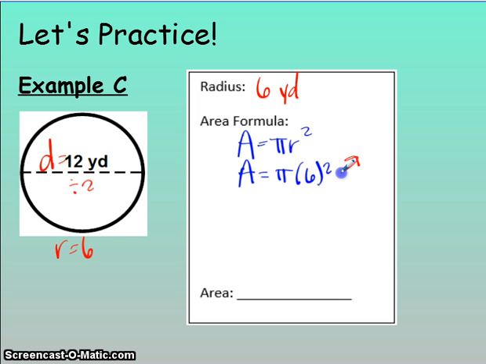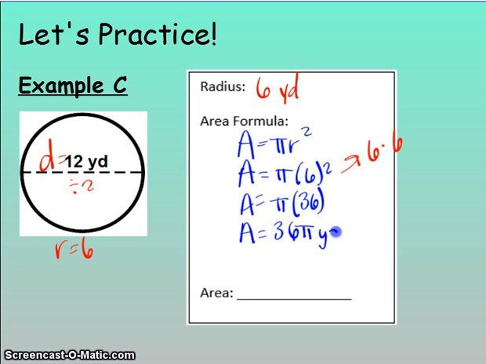Okay, remember, if you need to write this out, write it out. This means 6 times 6. 6 times 6 leaves me with a value of 36. And bring everything else down. Okay, you need to flip-flop it over because your first answer needs to have the number in front always. That is the proper way to write your answer in terms of pi.